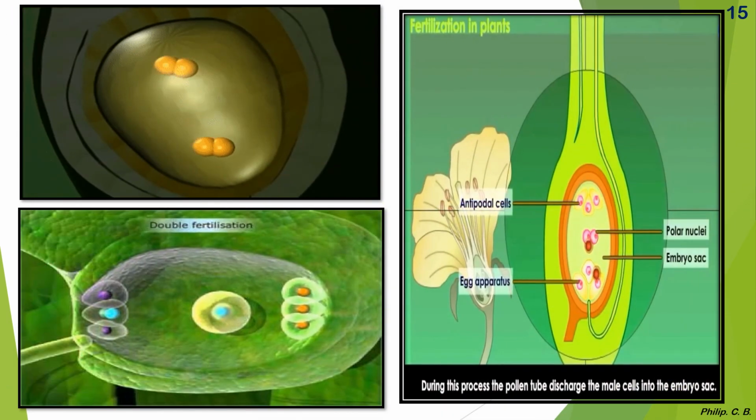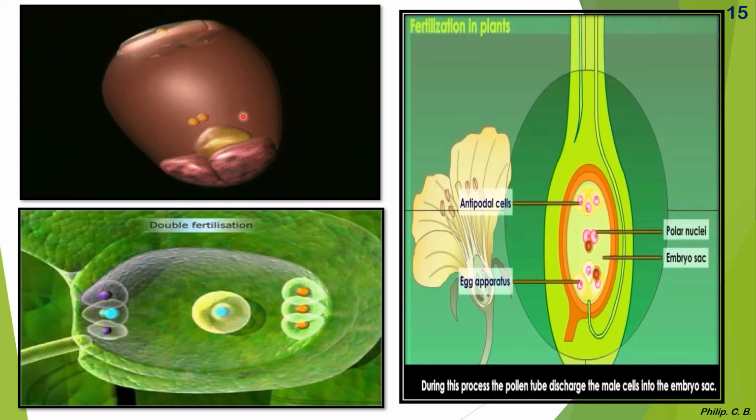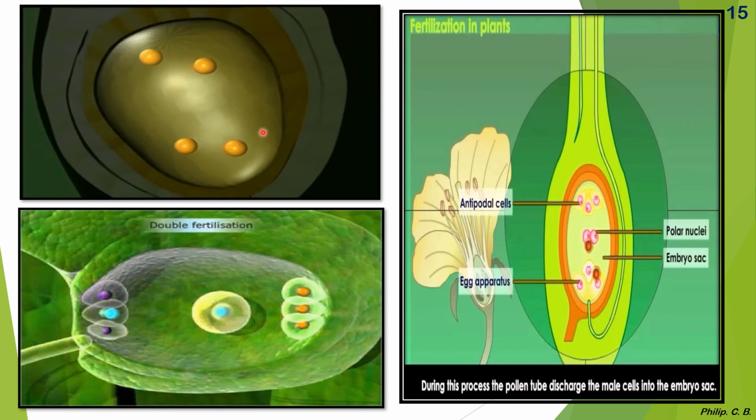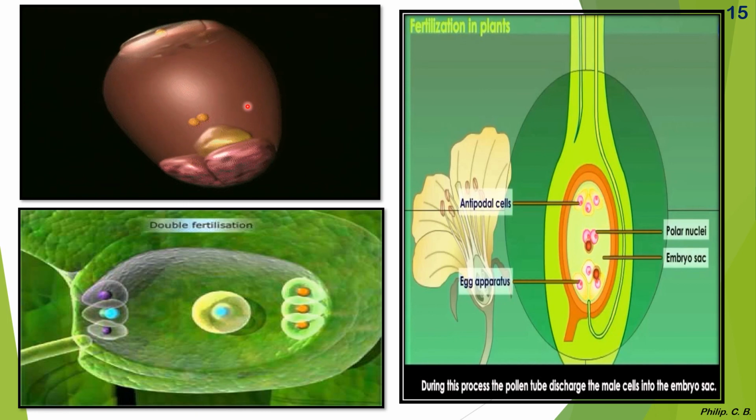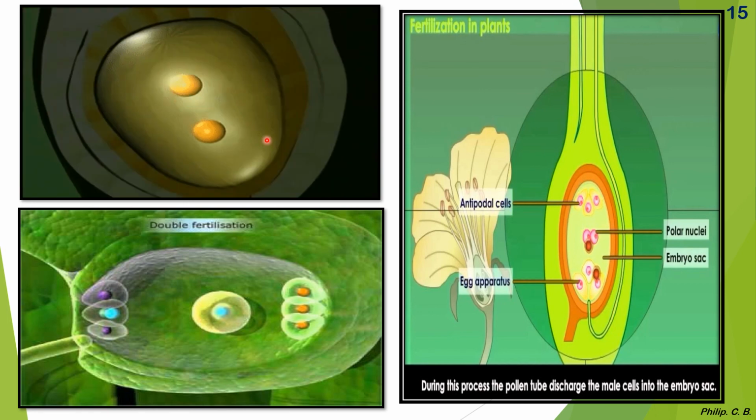Now, here I have used animation images again to make it easier. You can see here how the division from 2 to 4 to 8 takes place, and 2 coming towards the center, that is the polar nuclei. Again you can see 2 to 4, 4 to 8, and out of the 8, 4 on either side, 1 cell each coming towards the center, forming the polar nuclei, right? And then you can see the synergids and the female gamete, and also the antipodal cells at the opposite end.